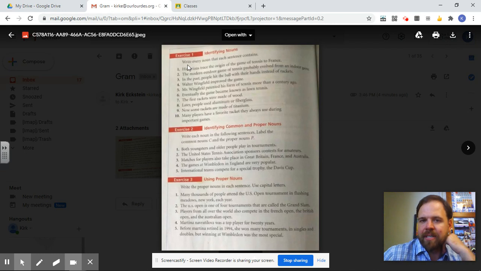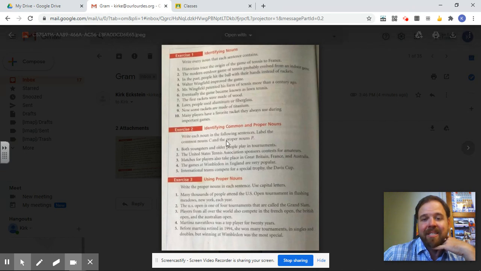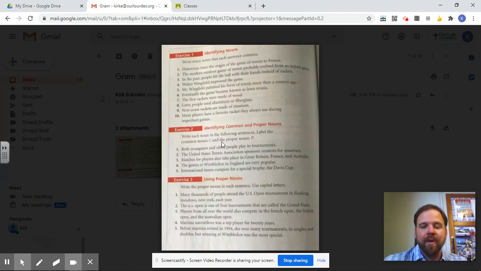So on exercise one, we're writing every noun that each sentence contains. On exercise two, we're writing each noun and then labeling if it's C or P, common and proper. And then right here on number three, I'm going to move this for a second. Write the proper nouns in each sentence. So there are obviously some in there that are kind of hidden, and they should be capitalized. And it says use capital letters.